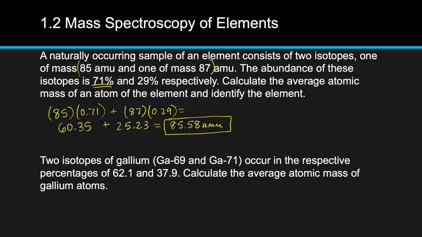Now at this point, it says identify the element. So you're going to go to your periodic table and find the element that has the closest atomic mass to what we just found. And if you look on your periodic table, you will see an element that has a molar mass of 85.47, which is the closest, so the element will be rubidium.